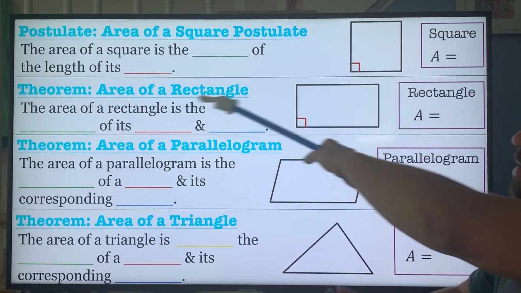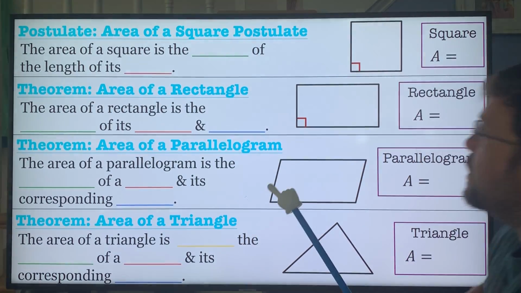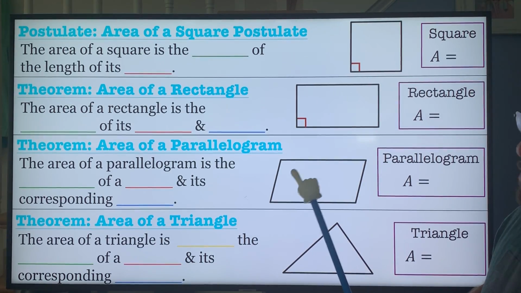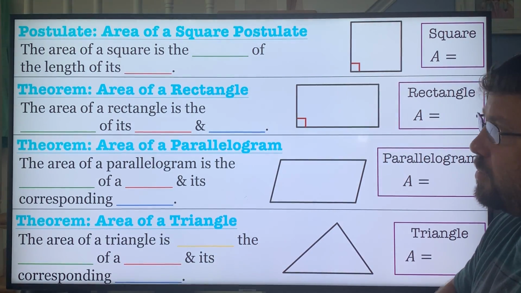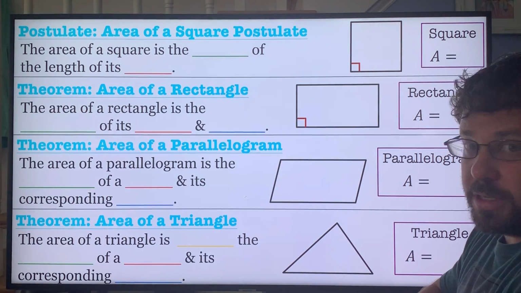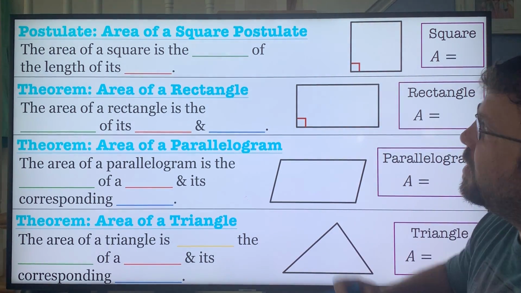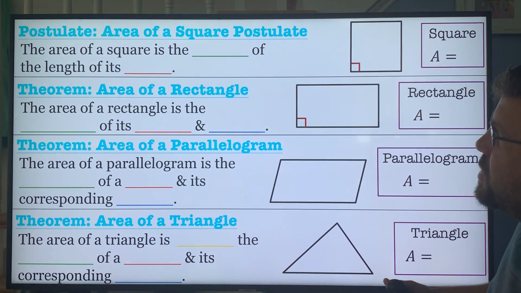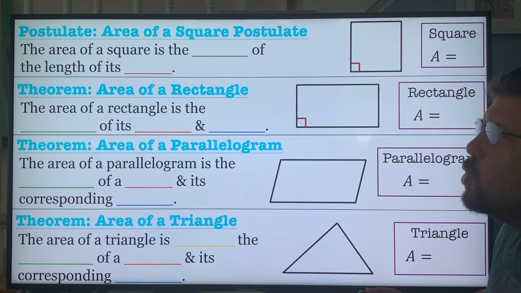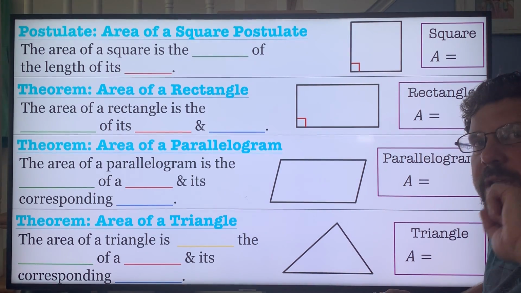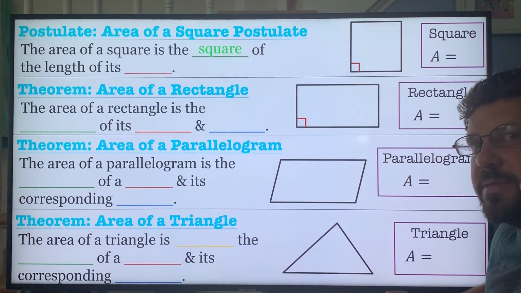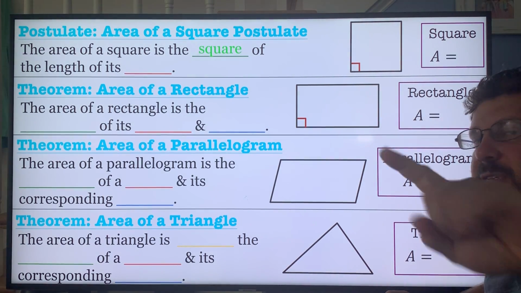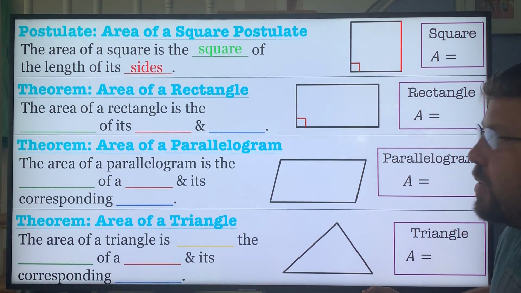Bounce around today. Postulate: area of a square postulate. Okay, postulate. Postulates and theorems are pretty much the same thing. Some are provable, some aren't provable, okay? Pretty much both stand for rule. Back to chapter 1. All right, so area of a square postulate. The area of a square is the blank of the length of its blank. Ready? The answer is: the square of the length of its, 5-letter word, sides. Maybe I should have said 4 with an S.